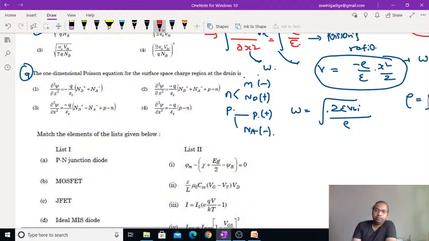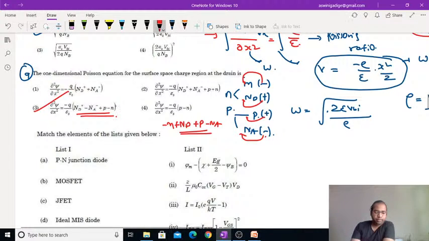Just put all these signs in front. Okay. Now what I will get? Minus n plus nd plus p minus na. So the third option is the correct one. Okay. Fine.